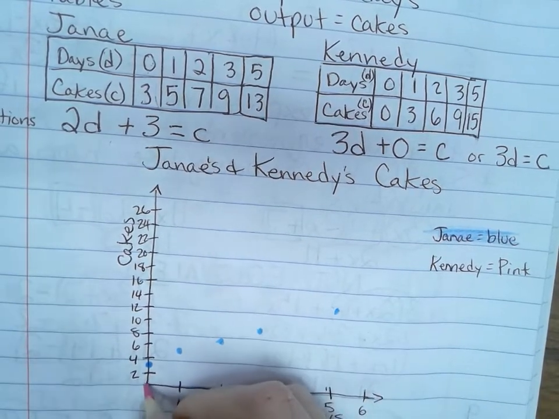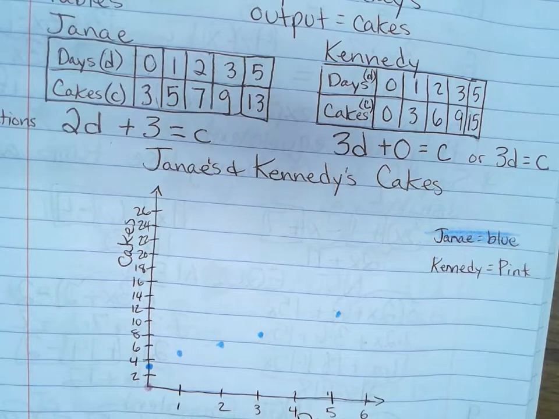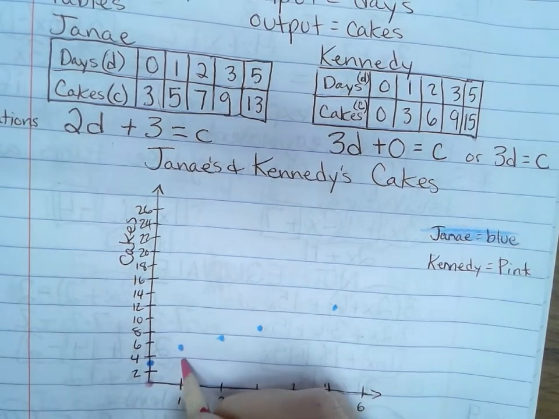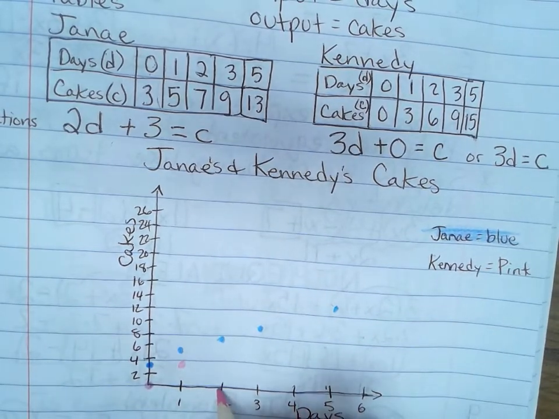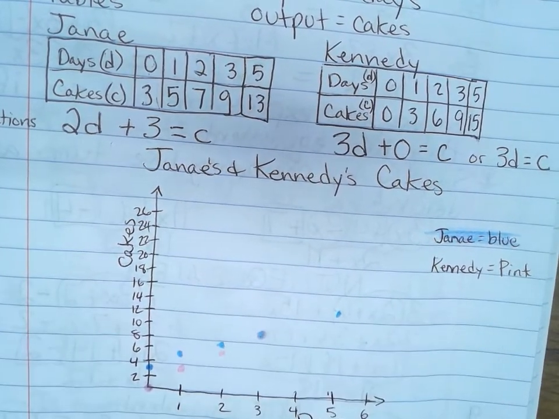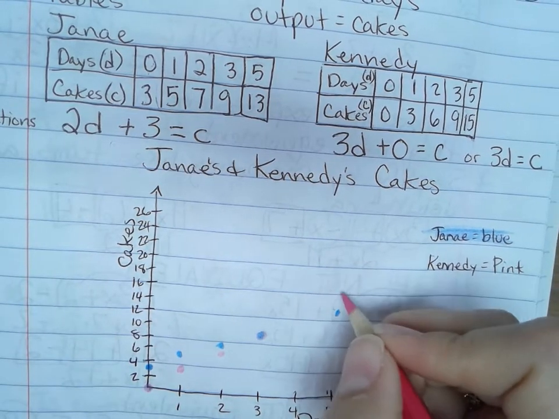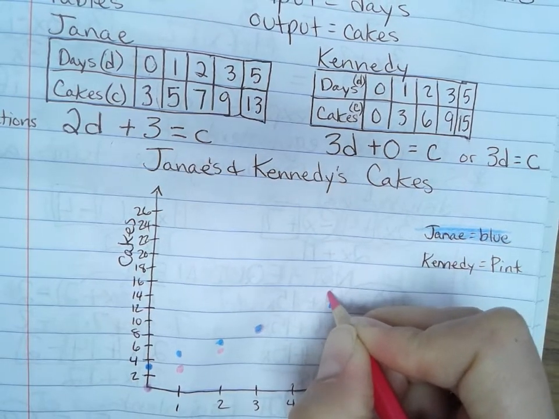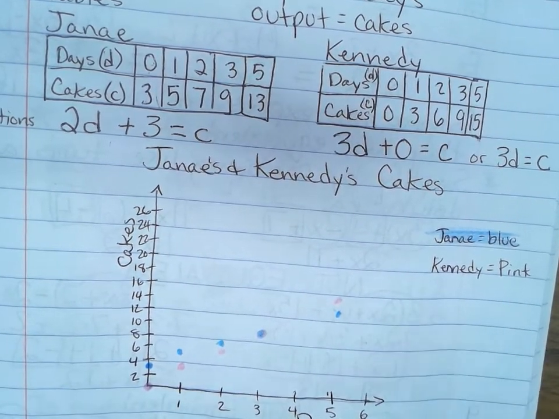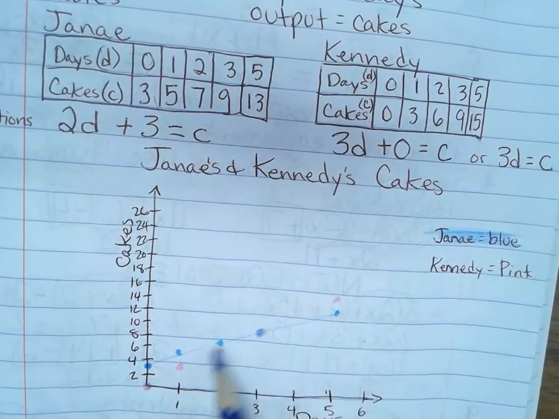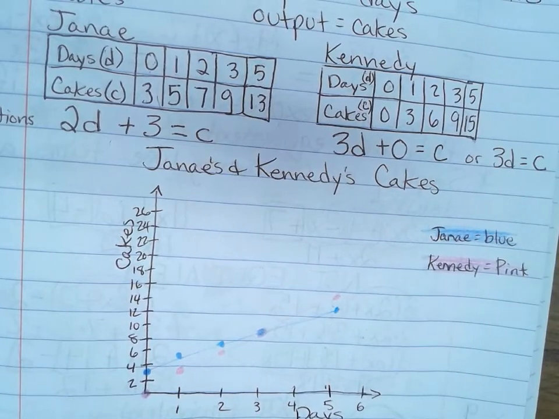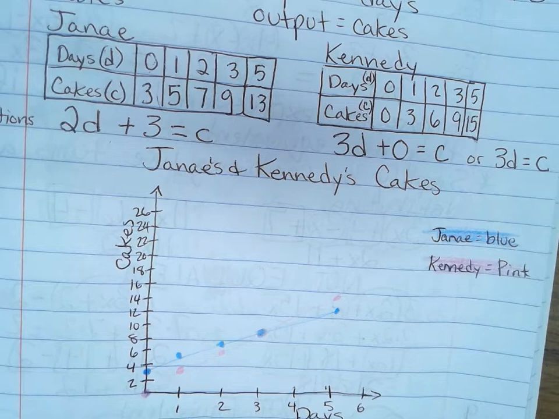Okay, now I'm going to look at Kennedy. At 0 days, she has 0 cakes, so I'm going to put a dot right there for Kennedy. At 1 day, she has 3 cakes, so 1, 3. 2 days, she'd have 6 cakes. 3 days, oh, this is where they're going to meet. She has 9 cakes. 5 days, she'd have 15 cakes made. So you can see right there, she's starting to pass her up. So we can see how these compare to each other. And that's the purpose of comparing functions.